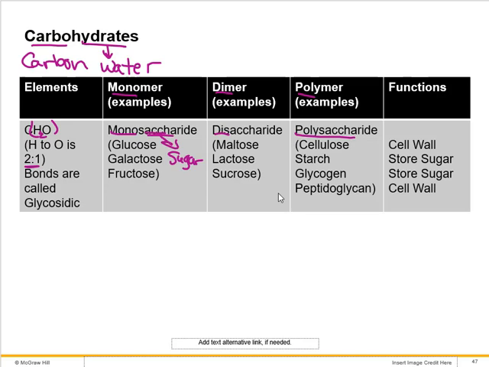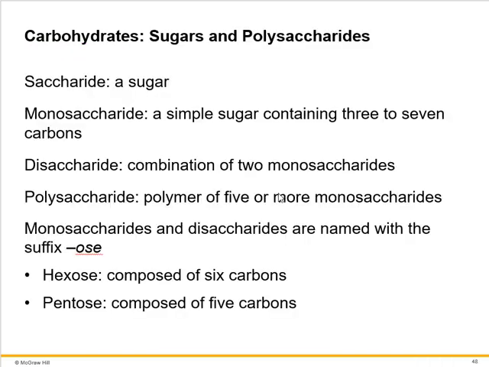Here are the other slides that have to do with carbohydrates. But basically when you see saccharose, that means sugar. Monosaccharide is a simple sugar that has like 3 to 7 carbons. Disaccharide is a combination of 2 monosaccharides. Polysaccharide is a polymer of 5 or more monosaccharides. Monosaccharides and disaccharides are named with the -ose, so if you see -ose at the end, then you know that it is a monosaccharide or a disaccharide, and that it is referring to a sugar, so carbohydrates.